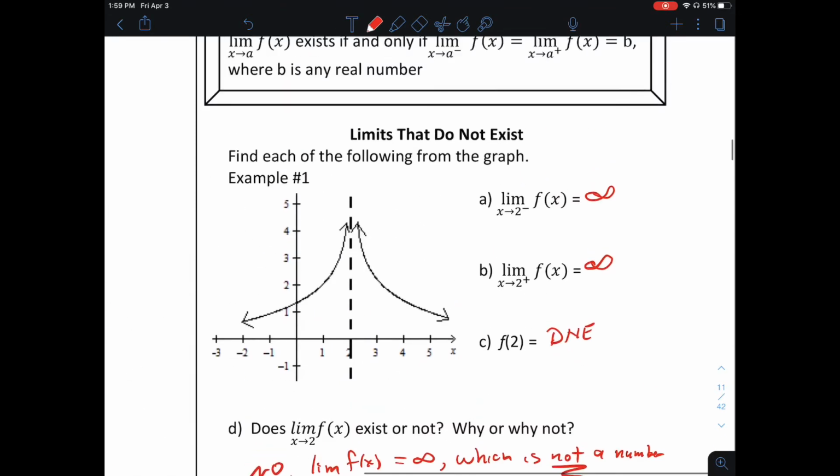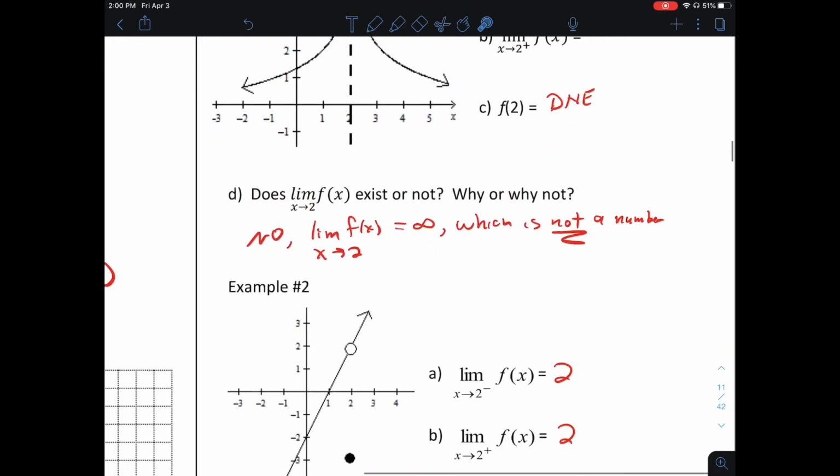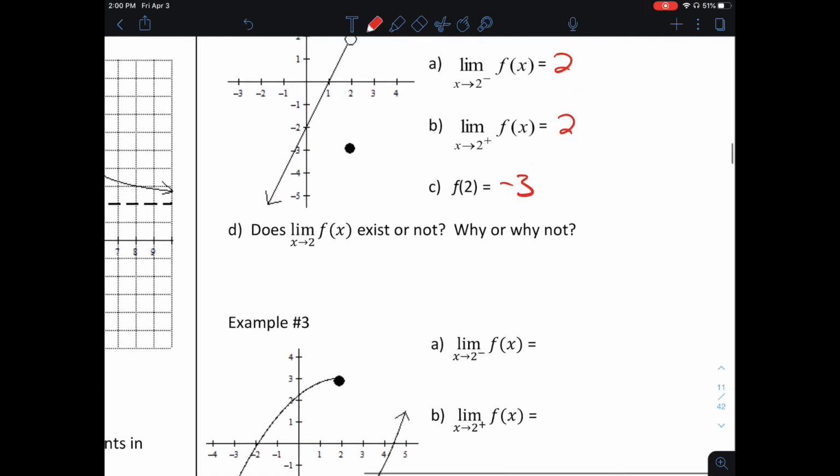Does this limit exist? Well, according to the limit existence theorem, this limit does exist because the left and right-sided limits agree, and they agree to be a number. So we would say yes.